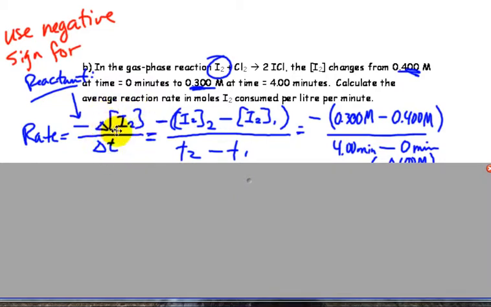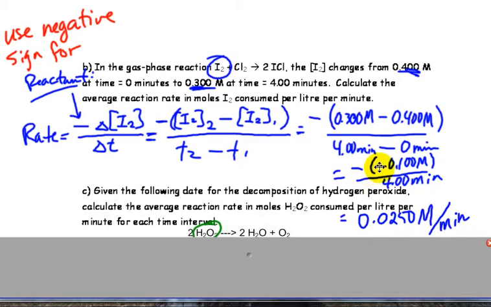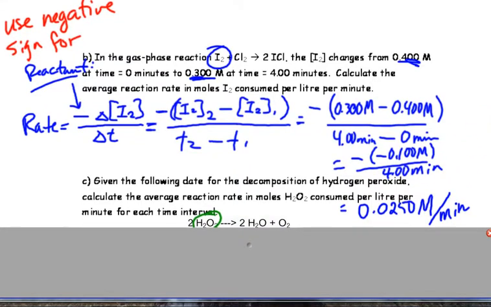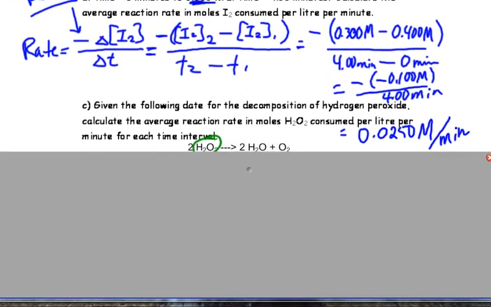To figure out a change, we must have had an initial and a final, and we subtract the two, final minus initial, 0.3 minus 0.4. So you can see we're going to get a negative here. And if we apply that negative out in front, it turns out to be a positive. So we get negative 0.1 over 4 minutes, and our answer works out to be 0.025 molar per minute. So that tells you how fast iodine is getting used up.